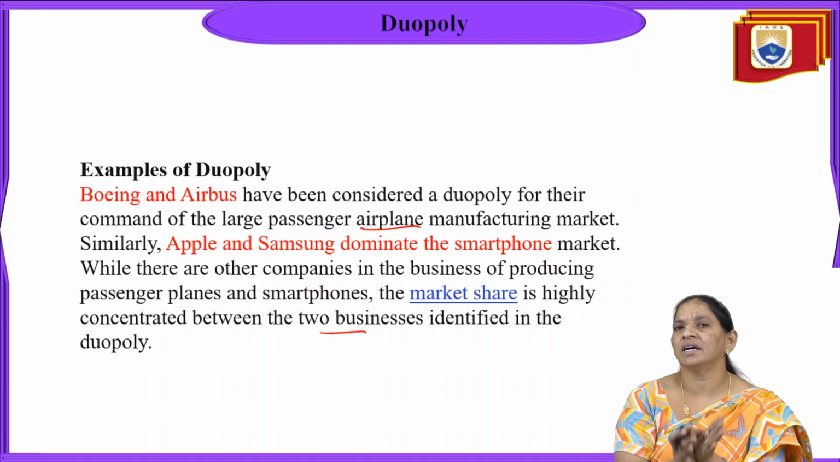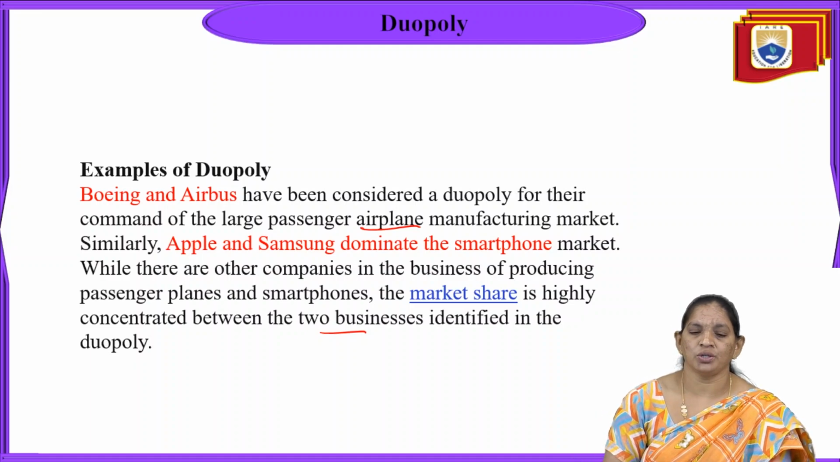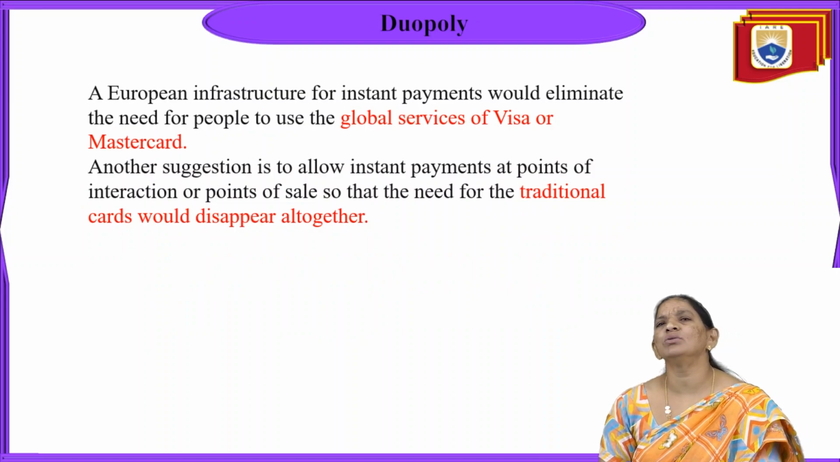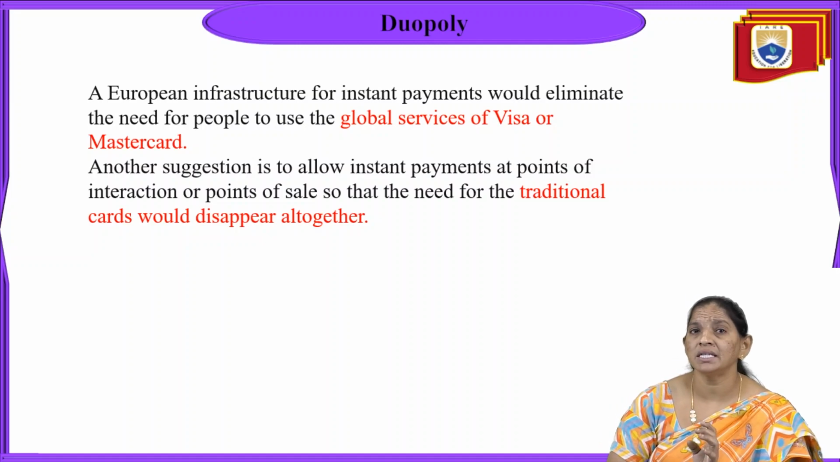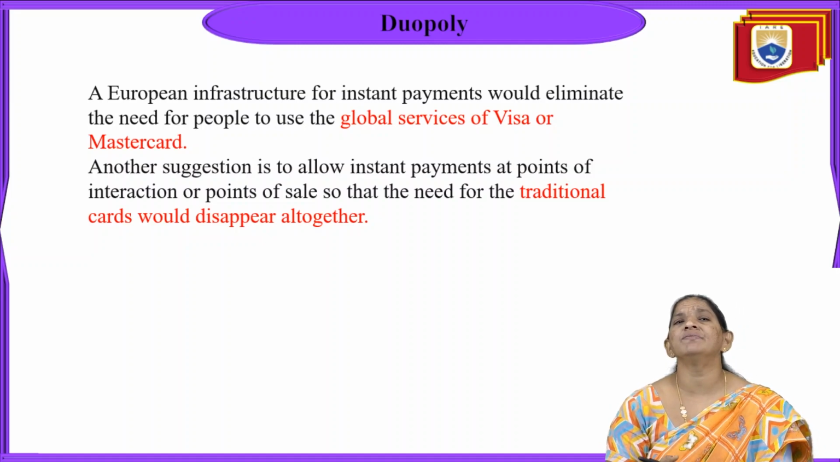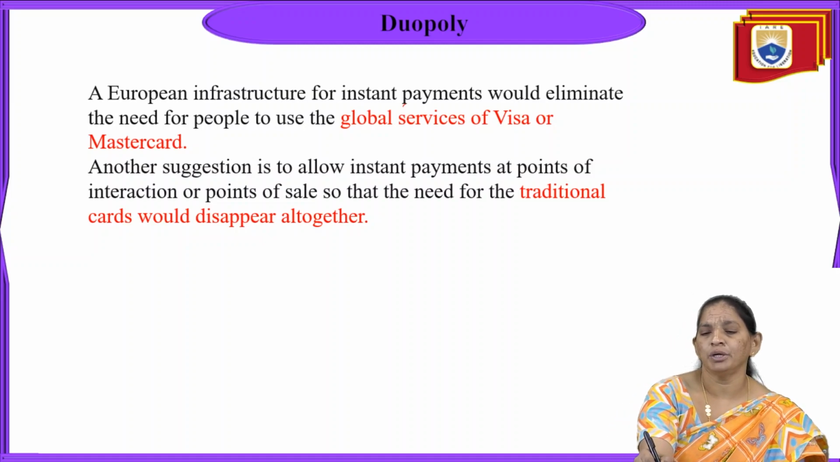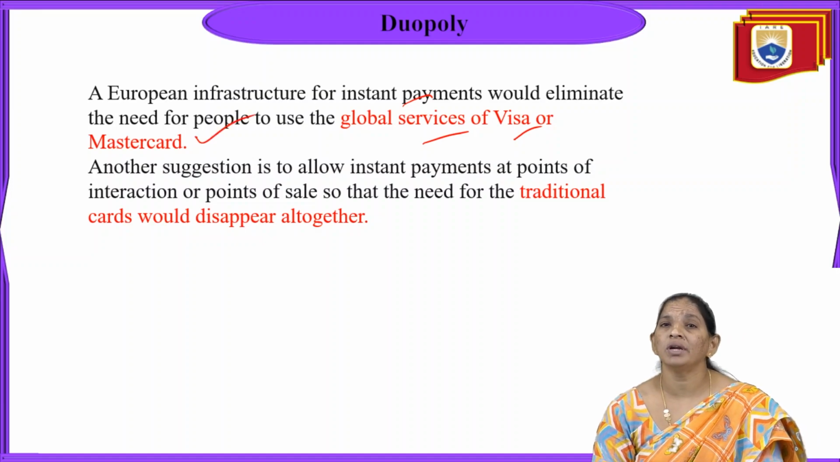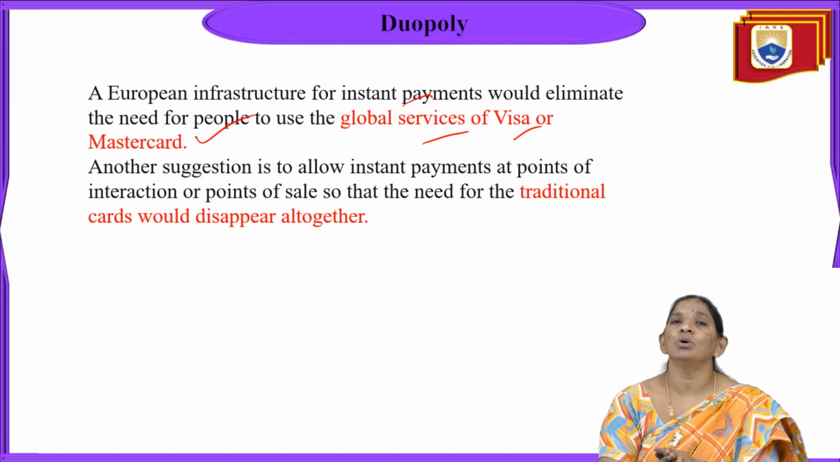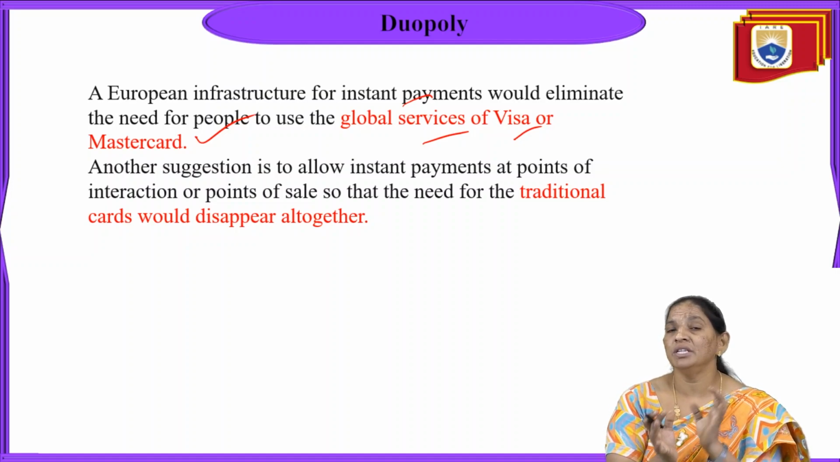We can identify that in the Indian market they captured a majority of the market share with this duopoly market structure. And along with that, we can mention global services. I have already said that European and American markets experienced infrastructure for instant payment, that is, the global services of Visa cards and Mastercards for online payments. This is also a tough competition that grasped a majority share in the market.